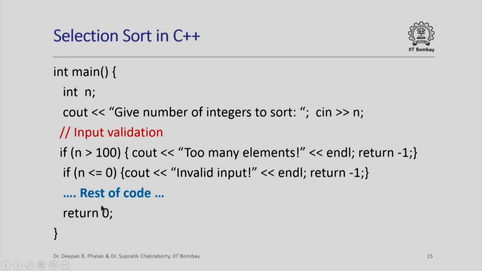If the main function returns 0, it means that everything was okay. So you can basically use the return value of the main function to indicate to the caller, in this case the operating system, whether something unexpected happened or everything was as expected.